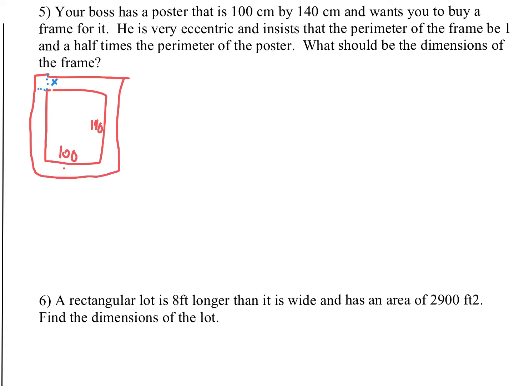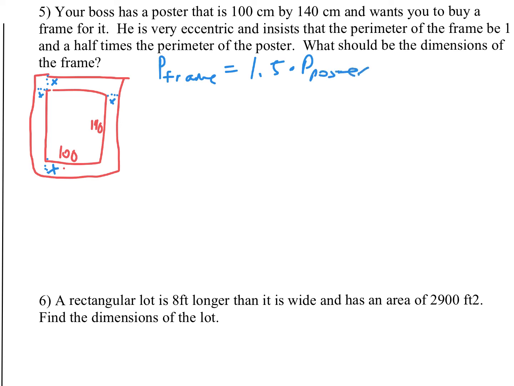And then going this direction is also x. And then going this direction is also x. And then going down here is also x. Just any distance from the edge of the poster to the edge of the frame is x, okay? Okay, so what they say here is that he wants the perimeter of the frame to be 1.5 times the perimeter of the poster, okay? So I'm going to call that P sub frame. He wants it to equal 1.5 times the perimeter of the poster, okay?